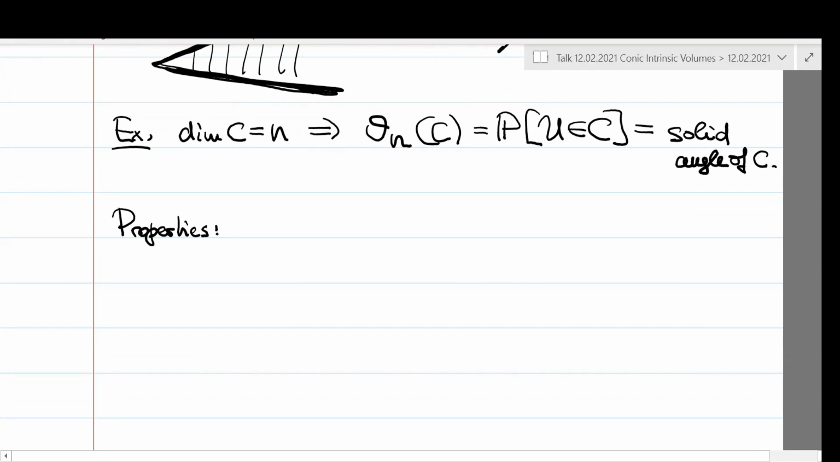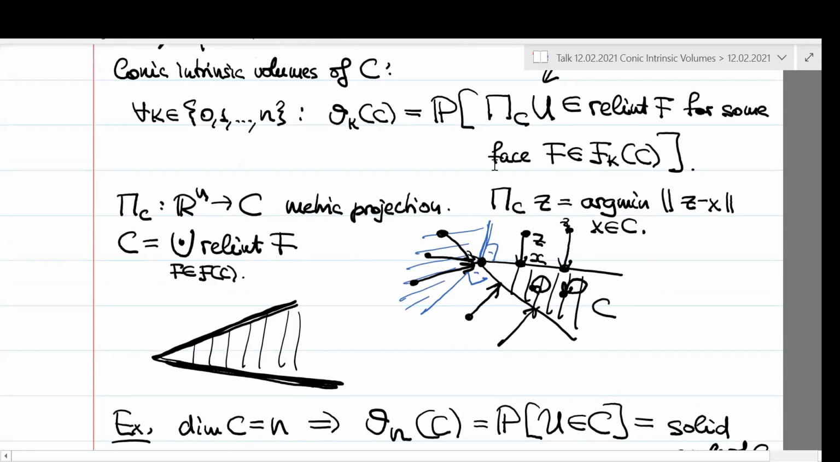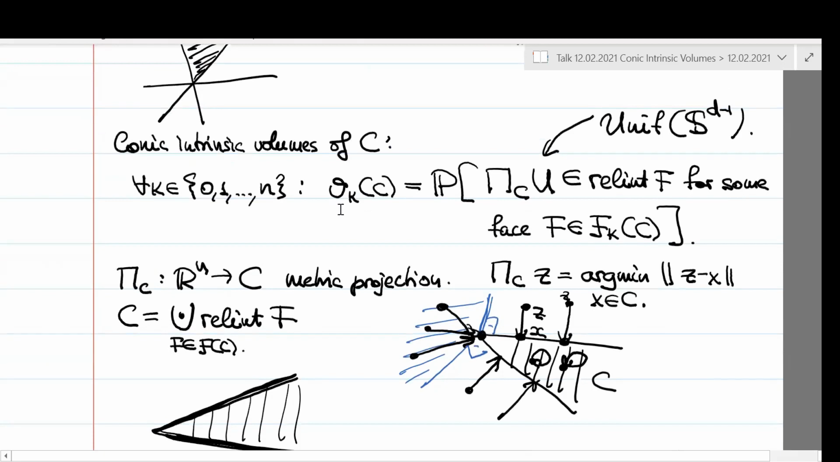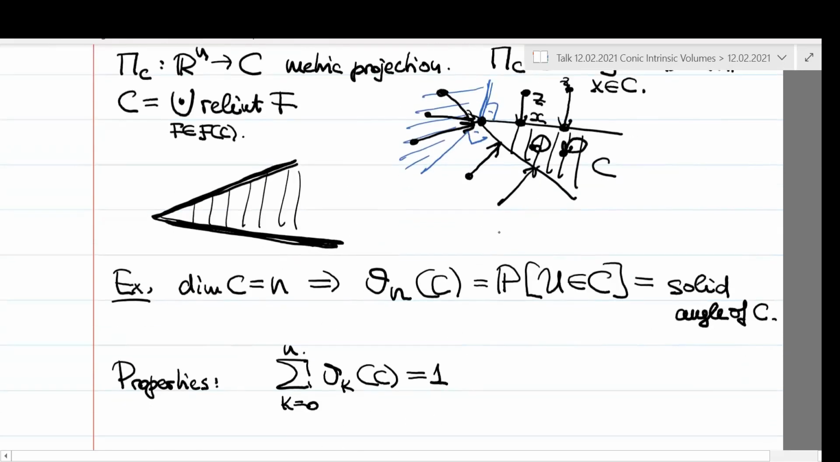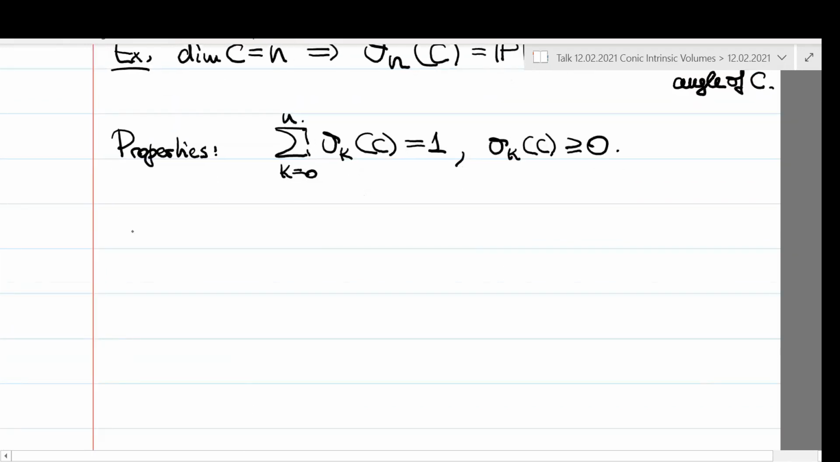First of all, it follows directly from the definition that the sum of the conic intrinsic volumes is 1, because it is a sum of probabilities, and any point is projected to some face of some dimension, which means if we sum them over K, we get 1. And also, of course, they are non-negative, which means they form a probability distribution.